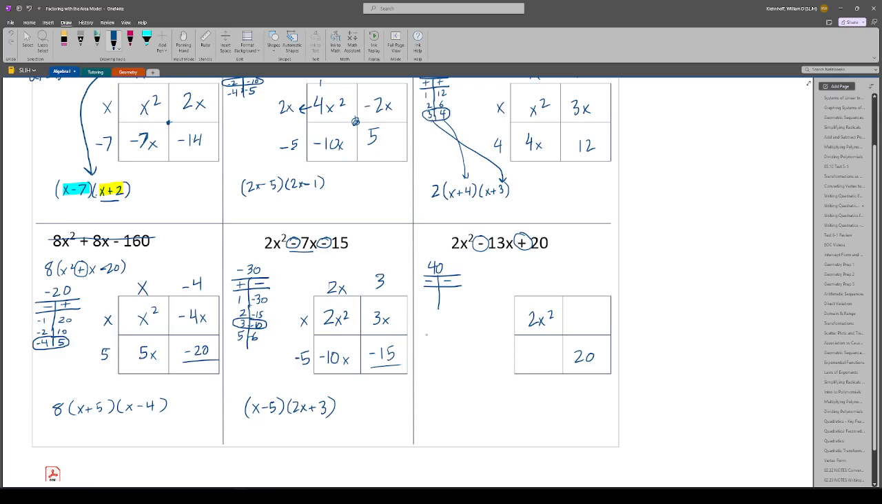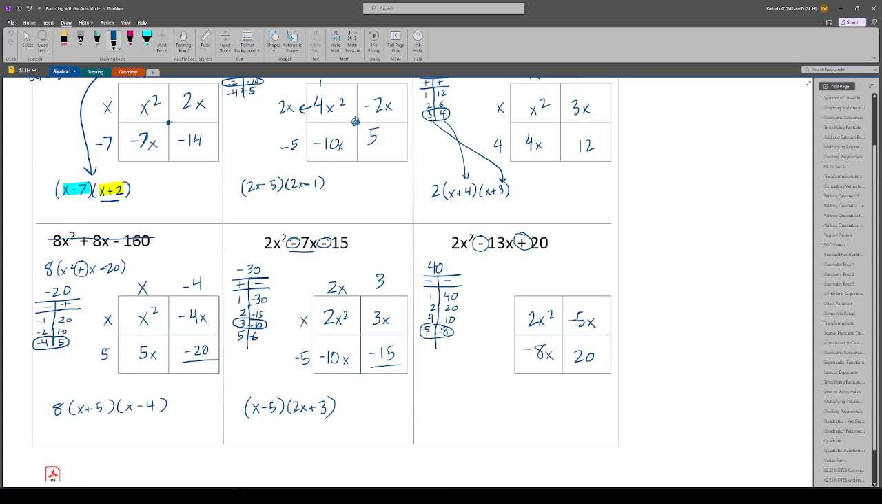Okay, so we have, to make 40, 1 and 40. We have 2 and 20. 3 doesn't work. 4 and 10 works. 5 and 8 works. And then we cross over because 6 and 7 don't work. So we're trying to find 13, which is going to be the 5 and the 8. Remember, both of those are negative, so we have minus 5x and minus 8x.